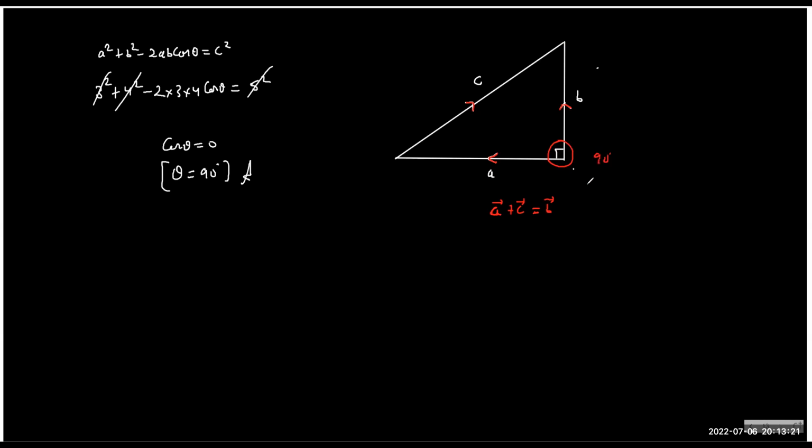But what are the other benefits? The other benefit is that I can find the angle between any other vectors also. What is the angle between B and C? Alpha. What is the angle between A and C?